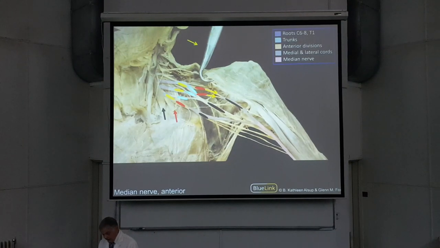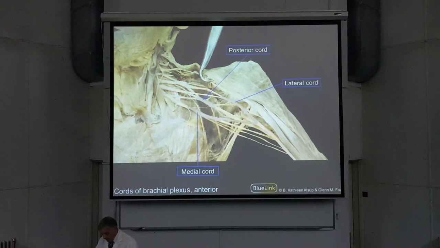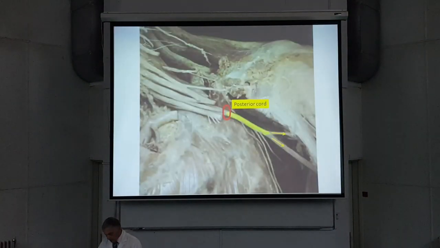Medial, lateral, and posterior cords are what? Medial to what? Posterior to what? The answer is to the axillary artery. So they are around the axillary artery. This is the medial cord, this is the posterior cord, and this is the lateral cord.